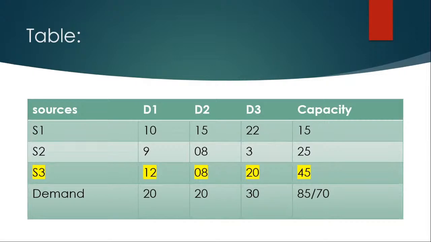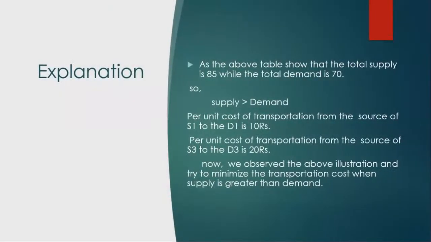Next is the explanation. As the above table shows, the total supply is 85 while the total demand is 70.